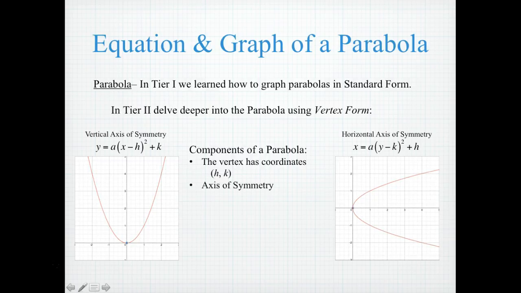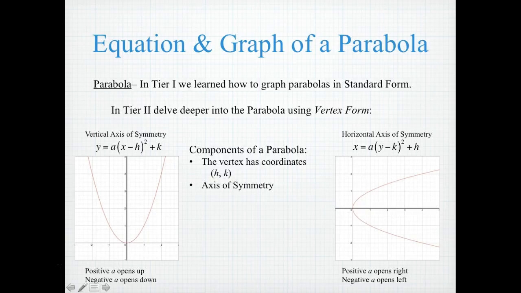Next is the axis of symmetry. The axis of symmetry is a straight line that passes through the vertex of the parabola. So it can be vertical. When y is isolated, you have a vertical axis of symmetry, and when x is isolated, we have a horizontal axis of symmetry. Now the value of a is important because it will determine the width of the parabola. A very large value of a will produce a very narrow parabola, and as the value of a gets closer and closer to 0, you will produce a very wide parabola.